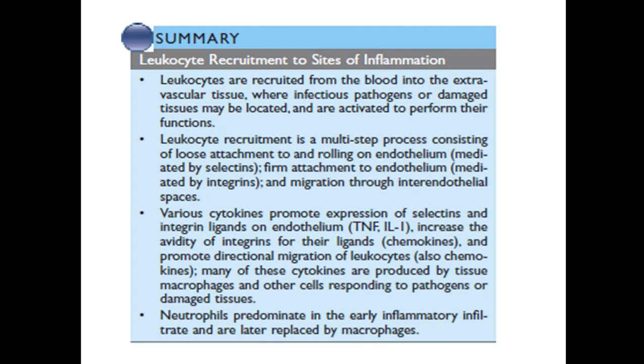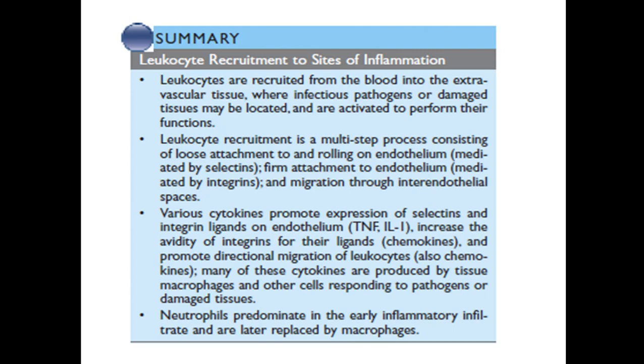Now, the chemical mediators of inflammation include various cytokines which promote expression of the selectins and integrins that are responsible for the margination, rolling, and firm attachment of the leukocytes to the blood vessel wall or endothelial wall. For example, tumor necrosis factor and interleukin 1, and some cytokines act as chemokines, causing a directional movement of the leukocytes towards the area of injury and inflammation.